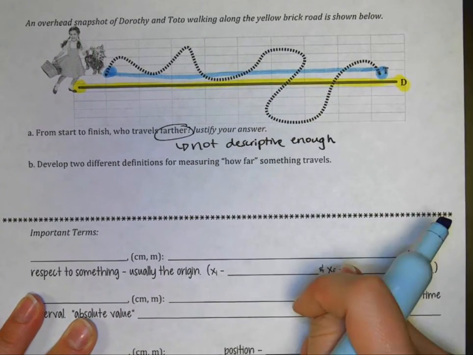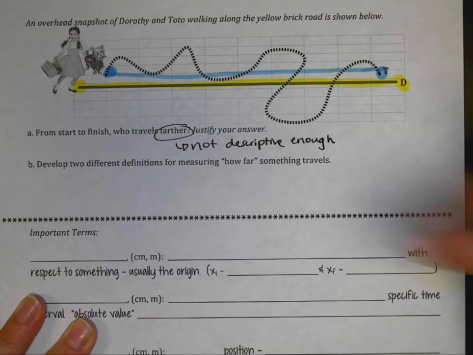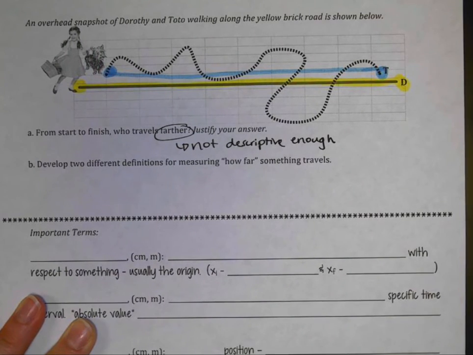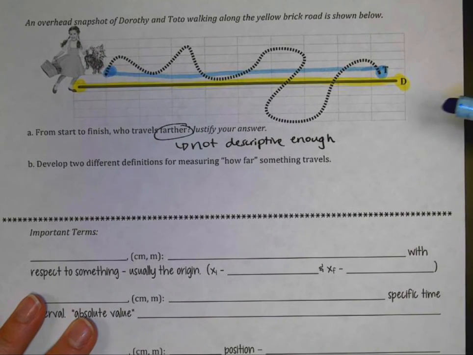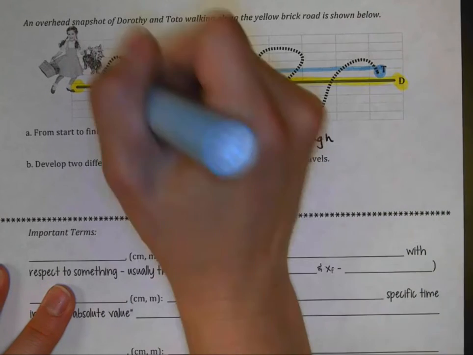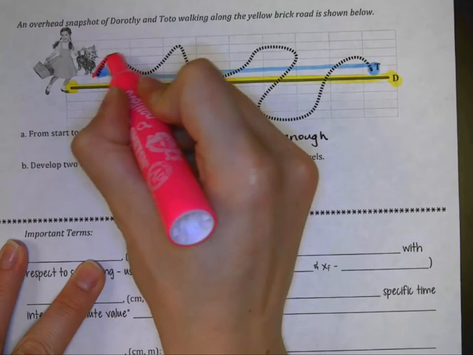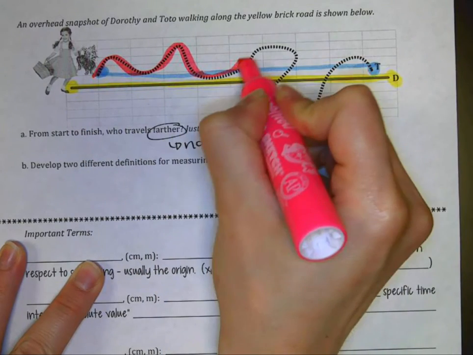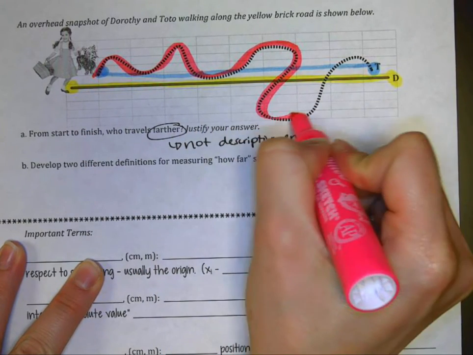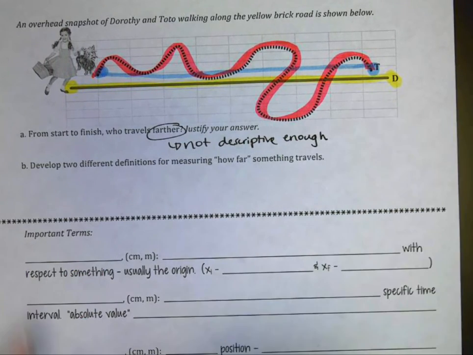So he technically started off a little bit ahead and ended a little bit earlier, therefore making the total distance between his starting point and ending point smaller than hers. But if you look at Toto and you say, hang on a second, Toto didn't just travel from those two positions. Toto actually traveled along this whole line. And if you were to take that line and stretch it out so it was straight, that line would be much longer than Dorothy's.